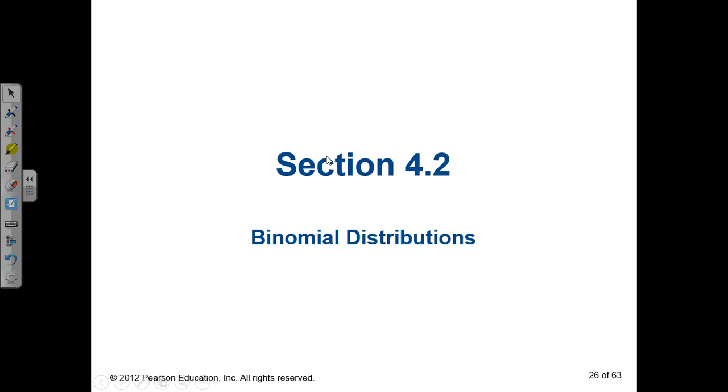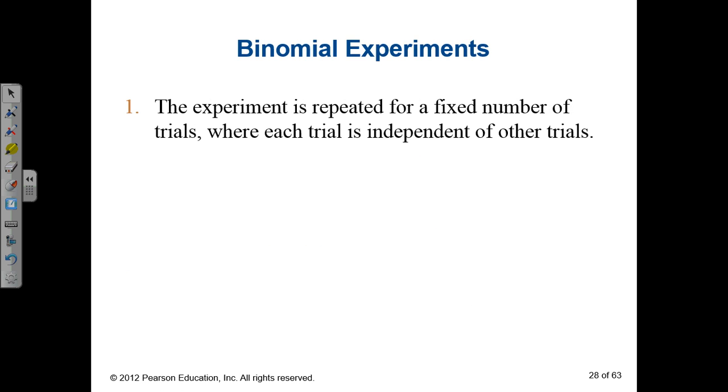Okay, so now we're going to look at a specific example of a discrete probability distribution known as the binomial distribution. To be a binomial distribution, the experiment must be a binomial experiment. The binomial experiment is recognized by several different conditions that must hold.